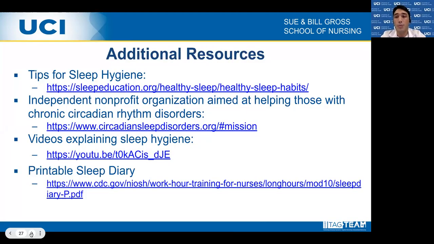Here are some additional resources to help you with your sleep. We have tips for sleep hygiene, an independent non-profit organization aimed at helping those with chronic circadian rhythm disorders, videos explaining sleep hygiene, and a printable sleep diary for caregivers.